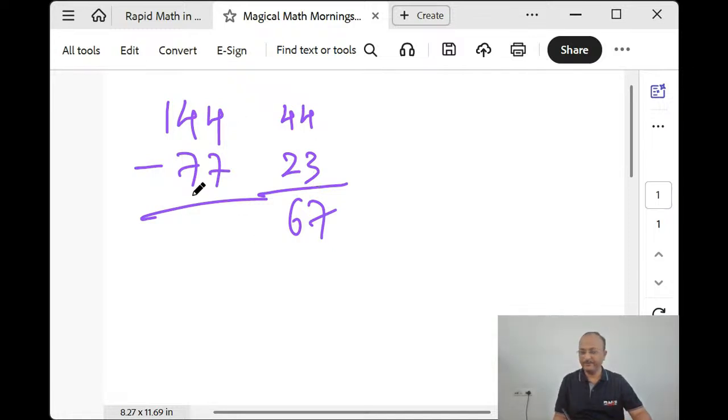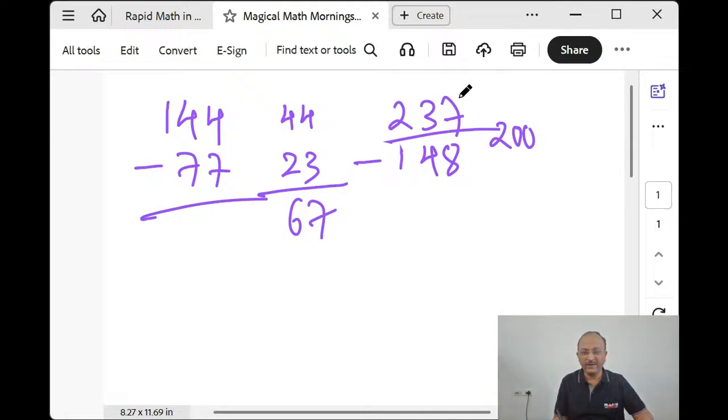Isn't it simple? So what should we do if the number is not just above 100 or 1000, but above 200 or 300? Let's take one number, 237 minus 148. Which is the 100 between them? It is 200. So we'll find out how much this is above 200, because we want to find out there is 200 within the line.